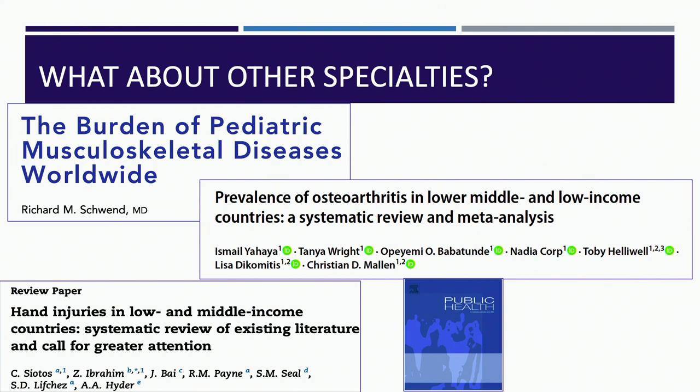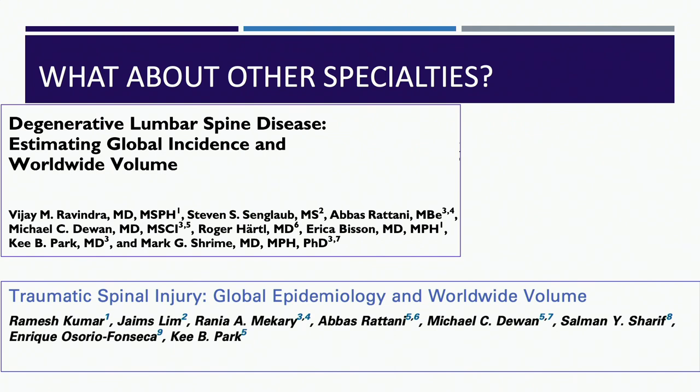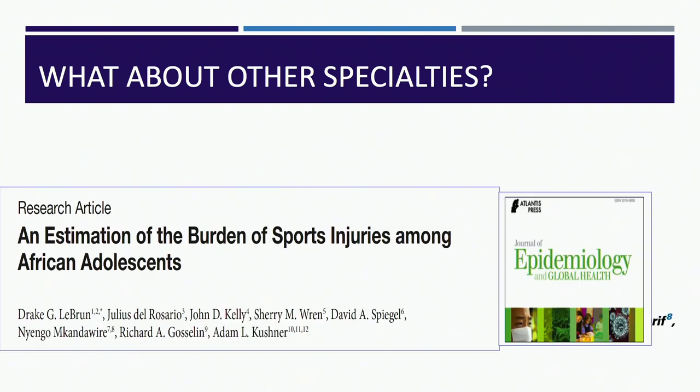We can look at hand injuries and their prevalence, which is a massive unmet burden. Spine also can be included. Both degenerative and traumatic spine injuries have a very high prevalence in lower and middle income countries that is more than double what is seen in high income countries. And for the sports docs that are still in the room, that's important too. This study showed that there are 30 million adolescents in Africa with bad sports injuries, and there are not a lot of arthroscopy sets out there to treat them. My point is that a lot of us know about the burden of traumatic injury, but it extends across all of the orthopedic specialties.